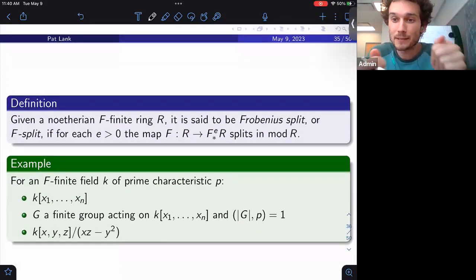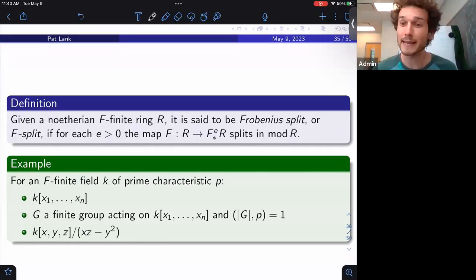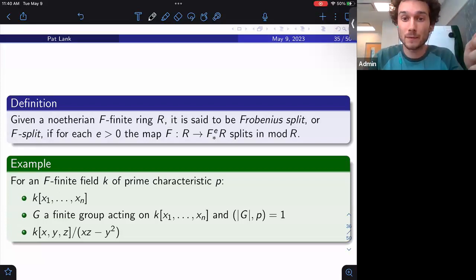So this F finite business goes back probably into the 80s, at least, and people have been studying this. This topic is called F singularities. People study the Frobenius morphism in a very homological setting for rings. And there's something called Frobenius splitting. So we say that a ring is Frobenius split when for each e, the Frobenius map splits in the category of modules. Some examples are polynomial rings. If I take a finite group acting on a polynomial ring, where the order of the group and the characteristic of the base field are coprime. And you can look at a polynomial ring in 3 variables, where I mod out by xz minus y squared.